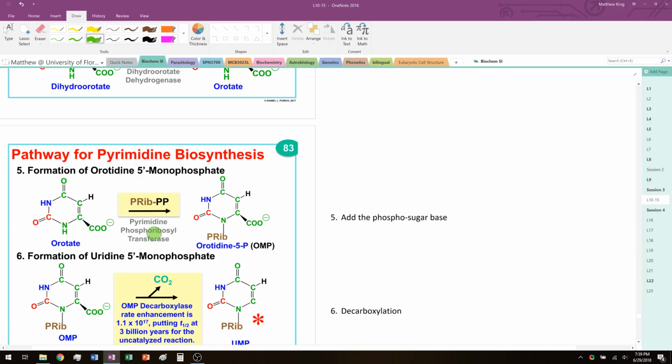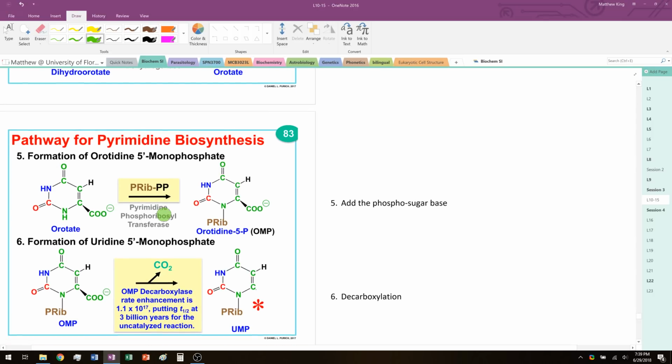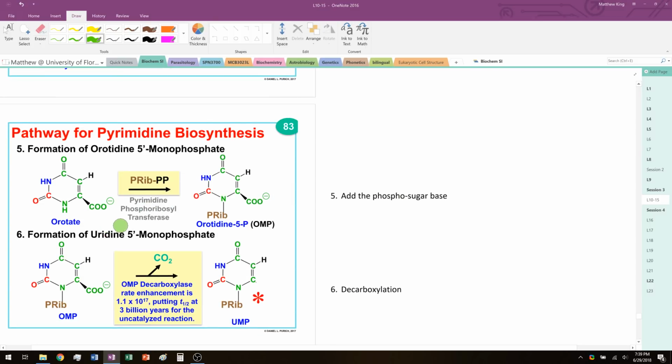Notice what's written below here is in gray. You don't need to know that because there is some really fancy mechanism as to how this happens, but it's way beyond us in this course, and we don't really care about it. And it's awesome to say we don't care about some of this stuff because it's really hard. But anyway, we are almost done. We added our sugar base on, and now we have to take care of the last step.